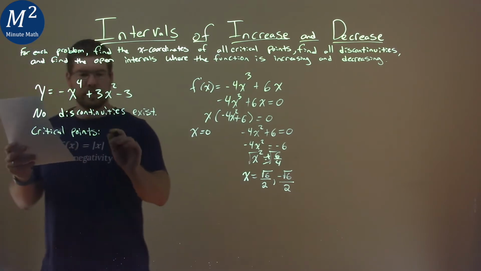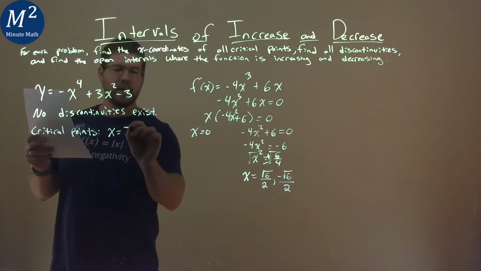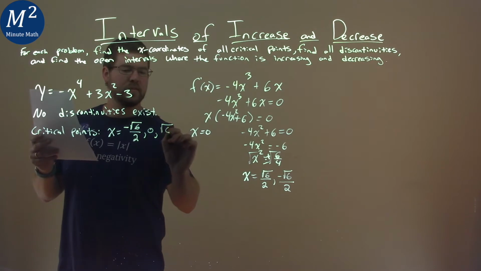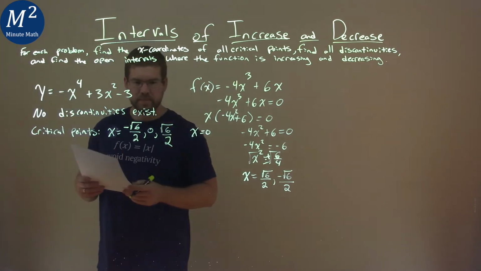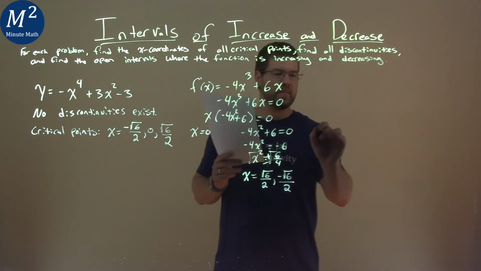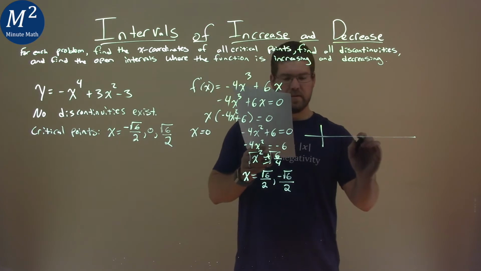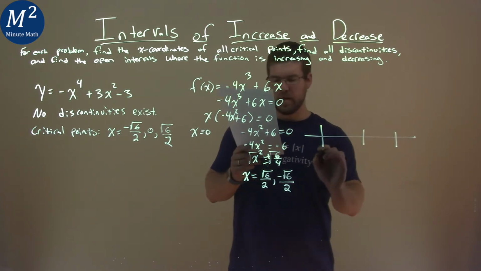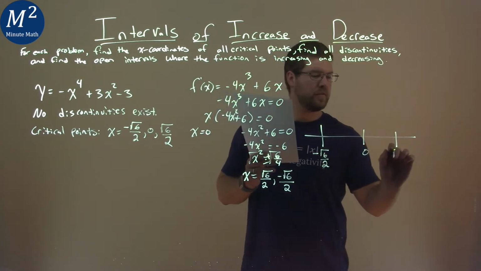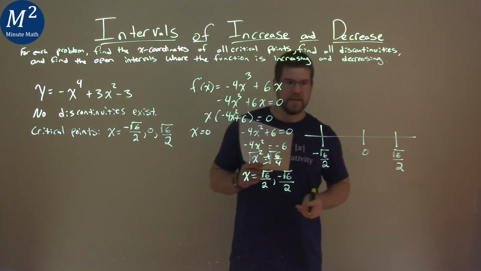Our critical points are at x equals, let's go in order from least to greatest, negative square root of 6 over 2, 0, and square root of 6 over 2. All right, so now we need to make this little chart. And I have values here: negative square root of 6 over 2 for each one of our critical points, 0, and square root of 6 over 2. It's important to go from increasing to decreasing here.